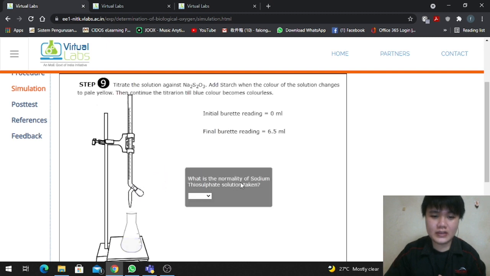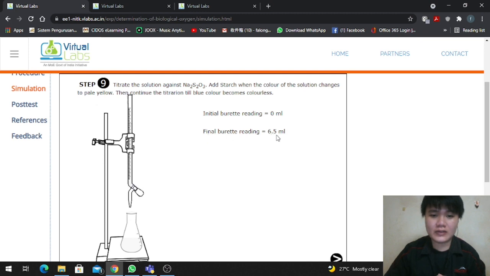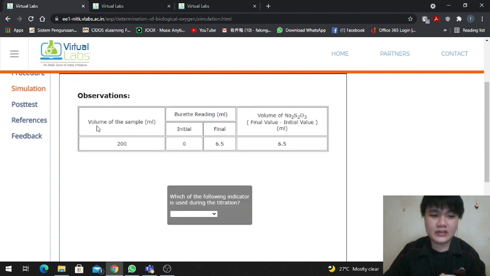What is the normality of sodium thiosulfate solution taken? 0.025 N. The final burette reading is 6.5 ml. Observation: the volume of the sample in milliliters is 200. Burette reading in milliliters: initial is 0, final is 6.5 ml. Volume of Na2S2O3, final value minus initial value, in milliliters is 6.5 ml. Which of the following indicators is used during the titration? Starch.